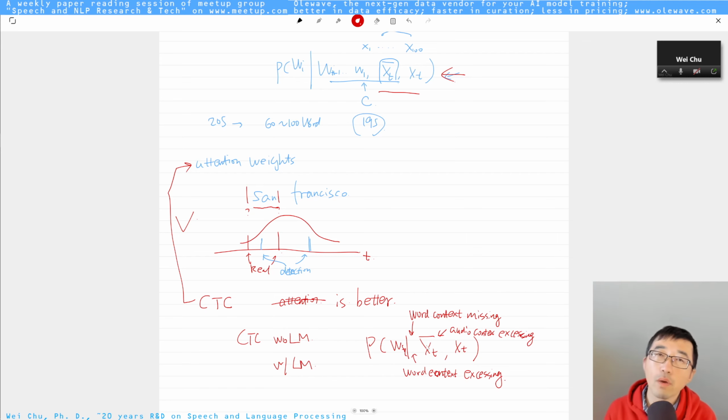So you ask, wait, what if I just limited the context? Then you suffer from the drop in the ASR accuracy, right? This is like a dilemma. You want to have better resolution over the word boundaries that you are interested in, but you lose the whole picture. Then you are suffering from the WER increase.